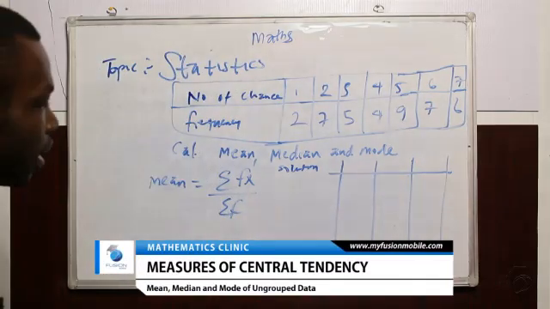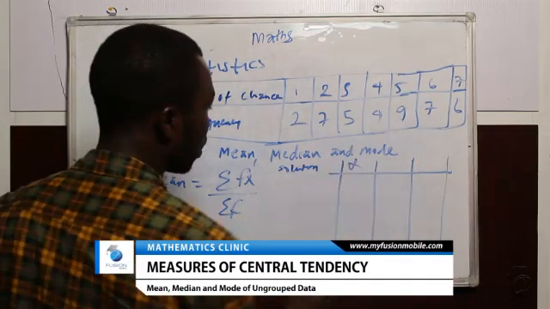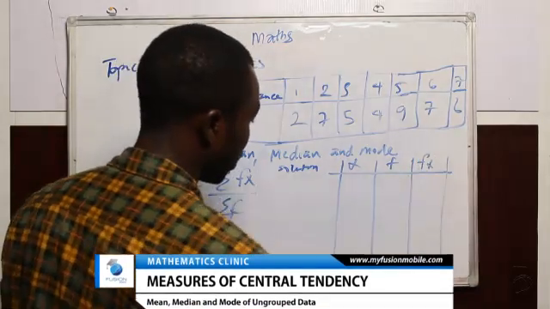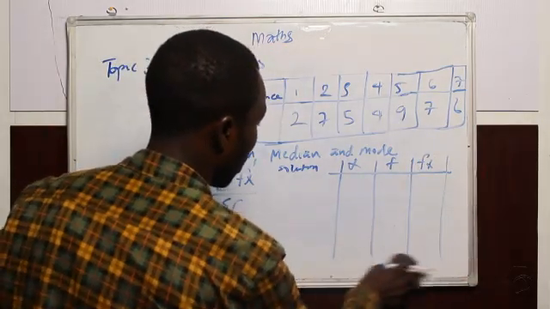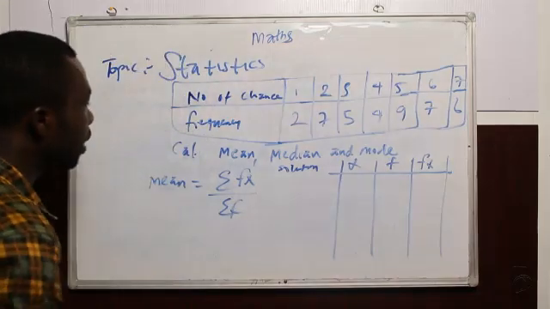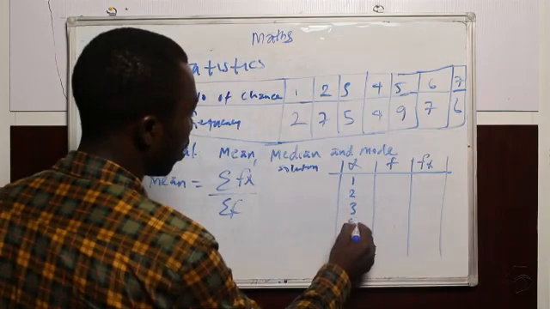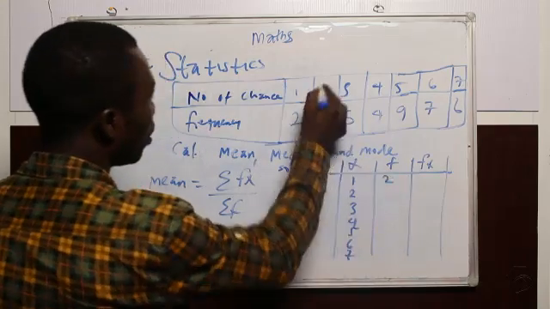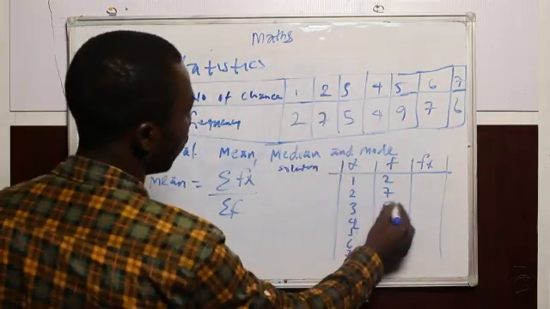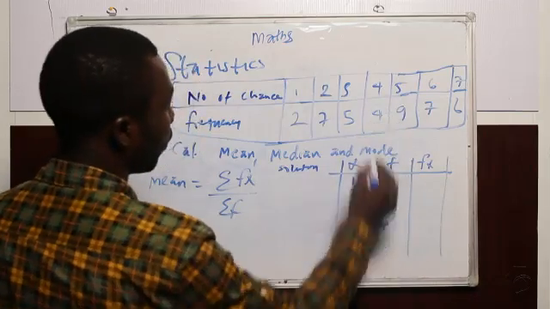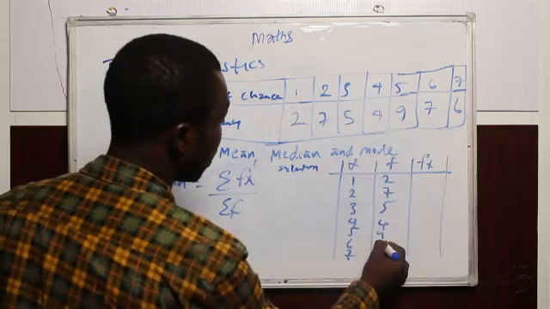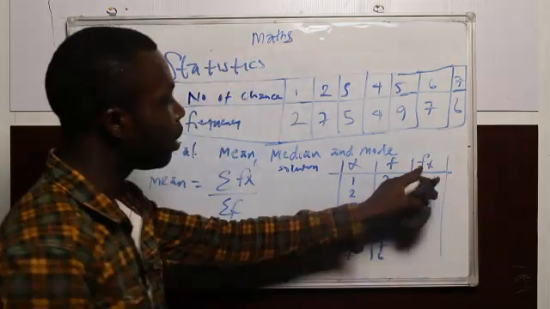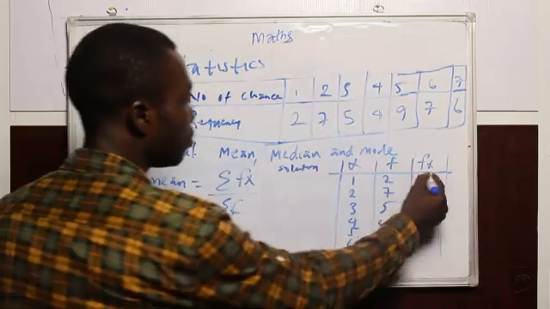Solution to it. The first thing we have to write is our x. The second one is frequency. The third is fx. Now, the x here is 1, 2, 3, 4, 5, 6, 7, while the frequency of 1 is 2, the frequency of 2 is 7, 3 is 5, 4 is 4, 5 is 9, 6 is 7, 7 is 6. This is the frequency. Now, fx means the product of f and x, which is 2.